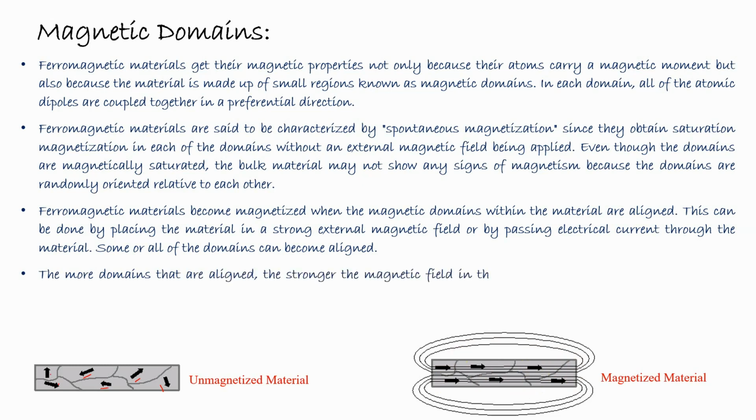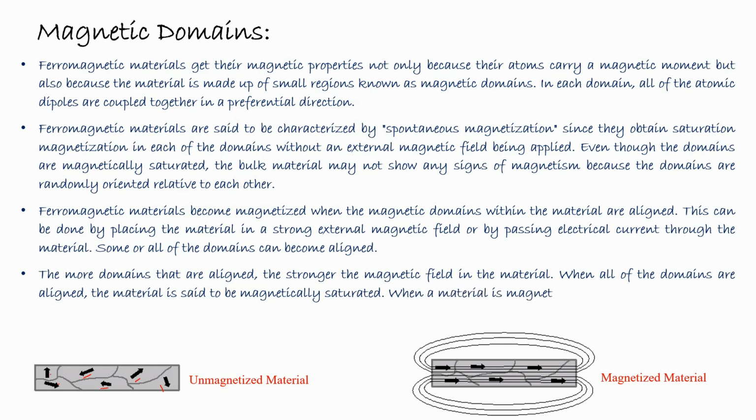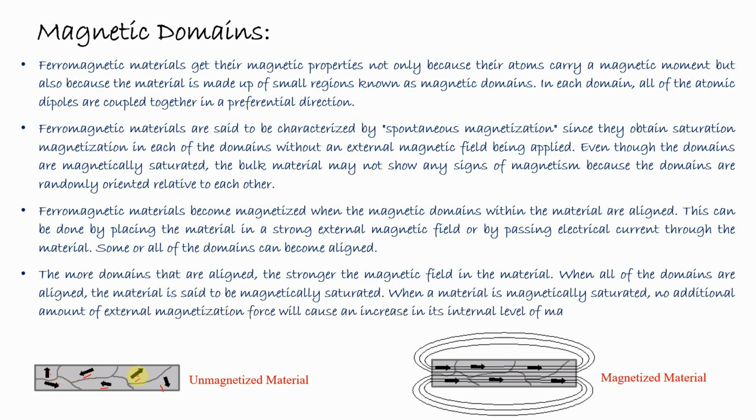The more the domains are aligned, the stronger the magnetic field produced in the material will be. When all the domains are aligned, then the material will be considered as magnetically saturated. Here we can see that there are a number of domains. If we arrange some of these domains, then it will produce a very small amount of magnetic property. But if we apply more external force and arrange all the domains in a symmetrical order, just like here, then this material will become totally magnetized. That means it will be saturated.